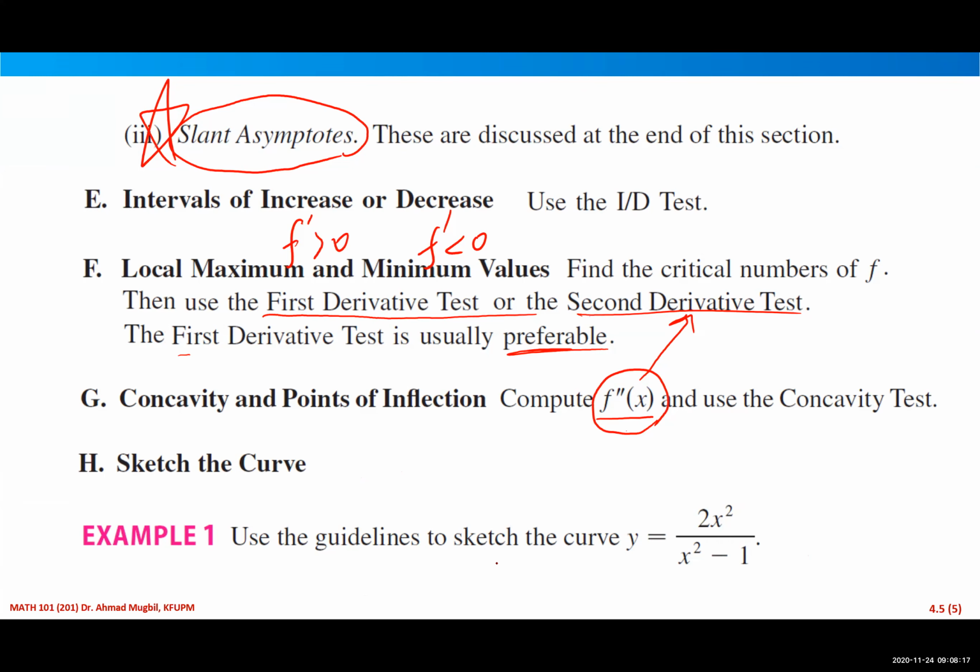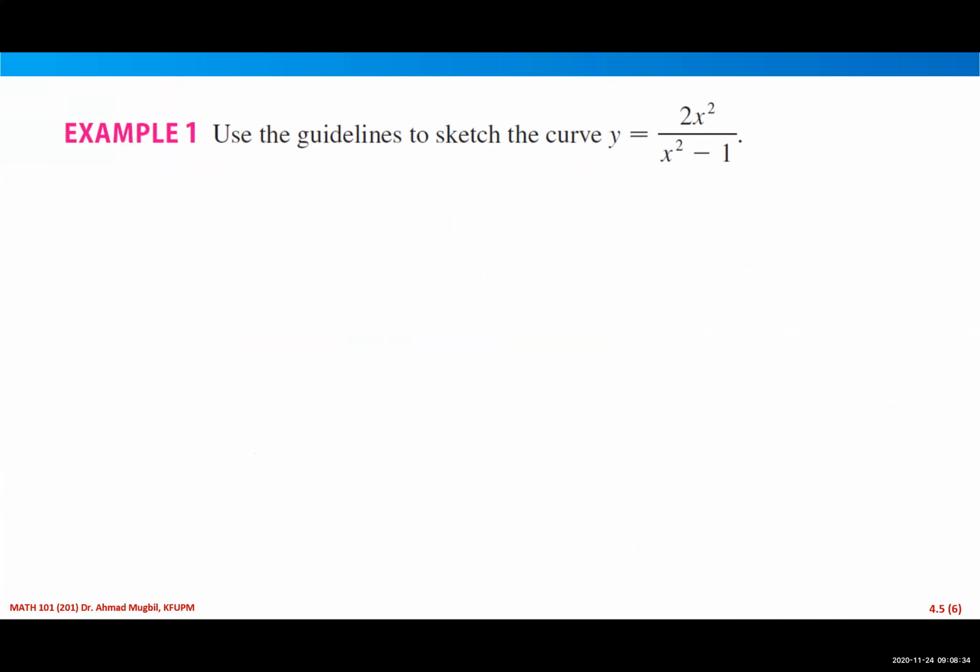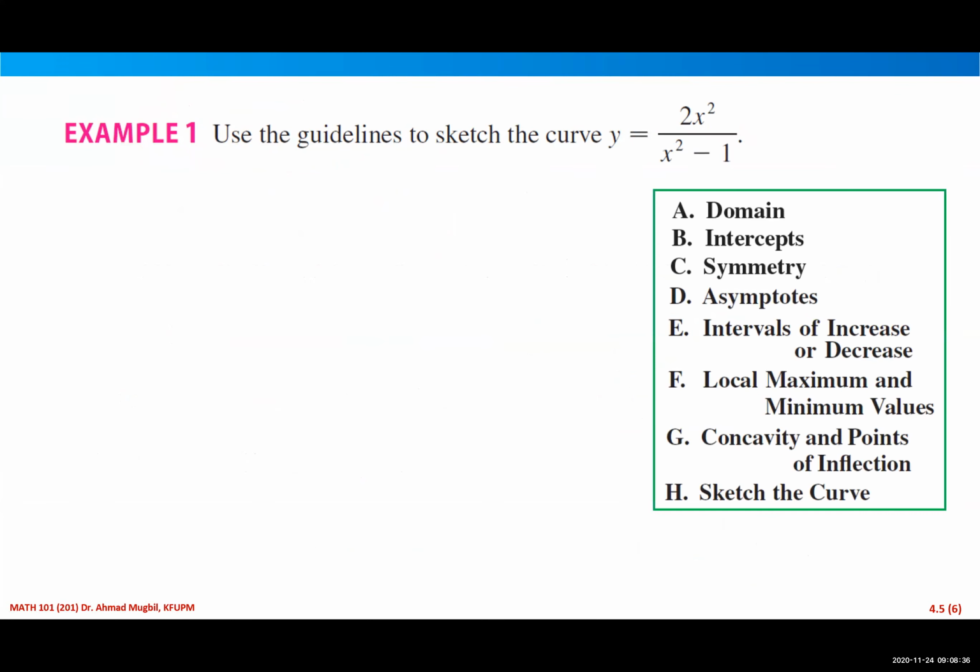Now use the guidelines to sketch the curve of this function. You can see that this is a rational function. You have a polynomial over a polynomial. So this is easy, by the way, not difficult. You can know many things, but let's follow the guidelines. So first of all, we need to find what? The domain. What is the domain of this function?